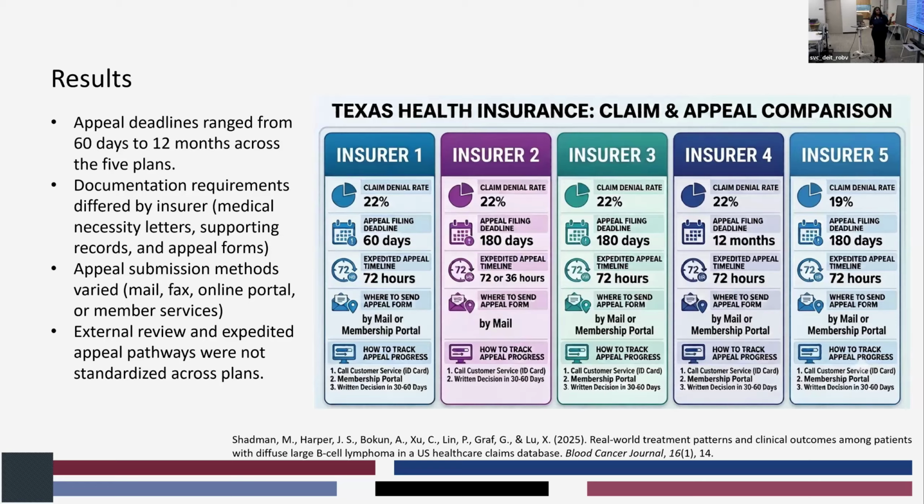Another thing I looked at was the appeal filing deadline. It ranged from 60 days to 12 months across all 5 insurances, which when you're dealing with cancer, is just way too long. Of course, there's an expedited appeal timeline, which is 72 hours. But of course, like dealing with insurance, they'll say they'll do it in 72 hours, and then they don't do it in 72 hours.